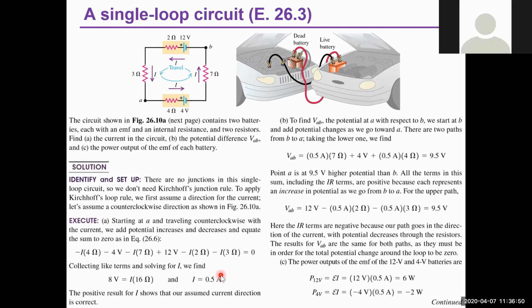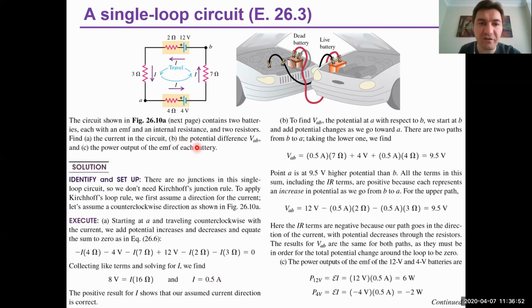Then what was the second question? The second question is, what is the potential difference between A and B? Okay, the potential difference between A and B. You can apply Kirchhoff's loop rule, start from that one and go in that direction.